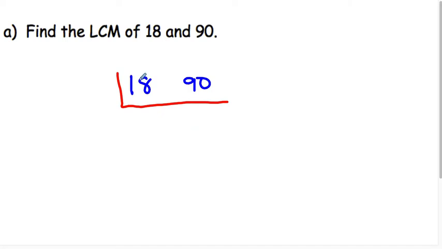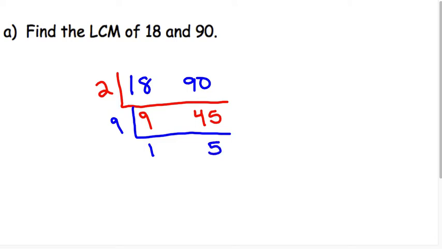They're both even, so I know that they are both divisible by 2. So then what we do is we say 18 divided by 2 gives me 9. 90 divided by 2 gives me 45. Draw your ladder underneath it, and we're going to repeat this until we can't do it anymore. So I need a number that goes into 9 and 45. And you might recognize that 9 goes into both of them evenly. 9 divided by 9 is 1, and 45 divided by 9 is 5.